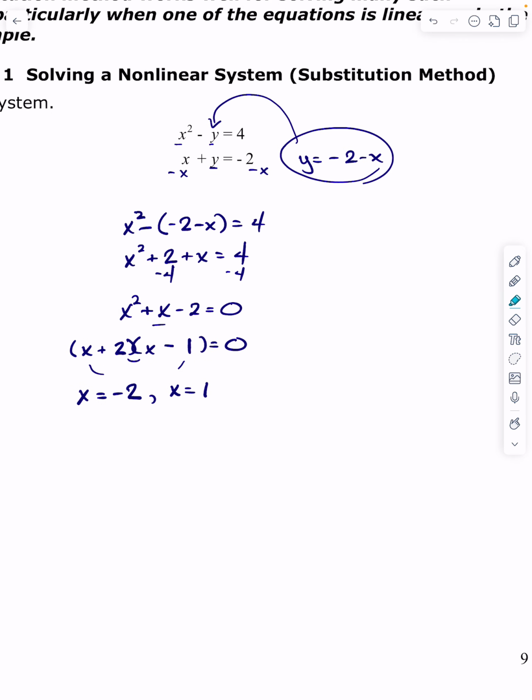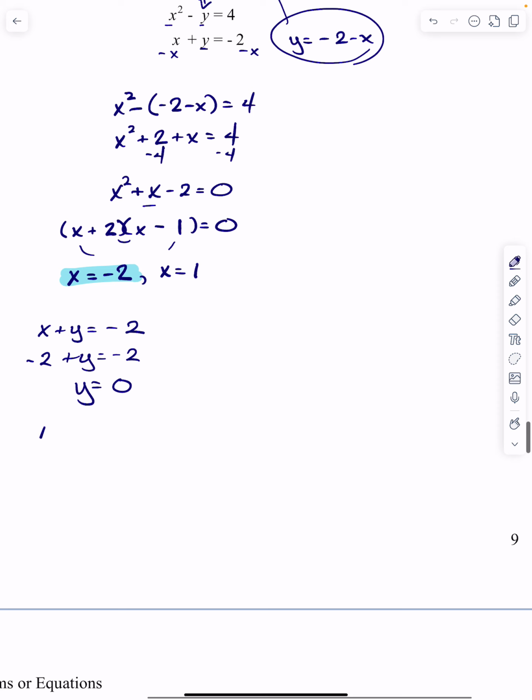And let's see if we can color coordinate. And solve for y. Each of these x's should have a y. So I'm going to substitute these into the second equation. We got x plus y equals negative 2. X equals negative 2. And so y would equal 0 in this case. So we have this point, negative 2, 0.